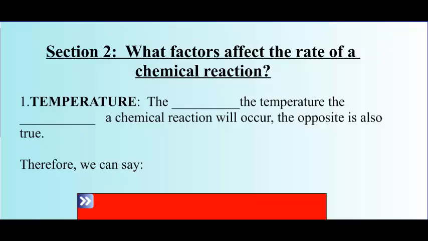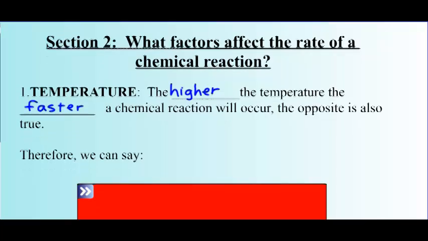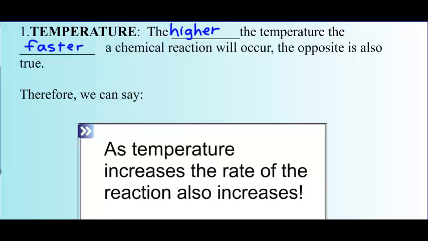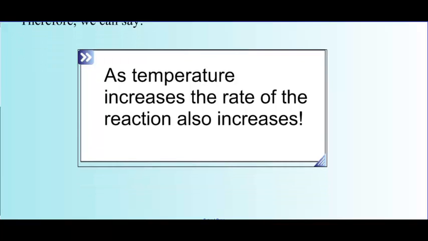So there are certain factors that affect the rate of a reaction. The first one is temperature. The higher the temperature, the faster a reaction will go. Therefore, we can say, as temperature increases, the rate of the reaction will increase. If you want a reaction to go faster, heat it up. If you want your yogurt to spoil quicker, heat it up. The higher the temperature, the faster the reaction will go.